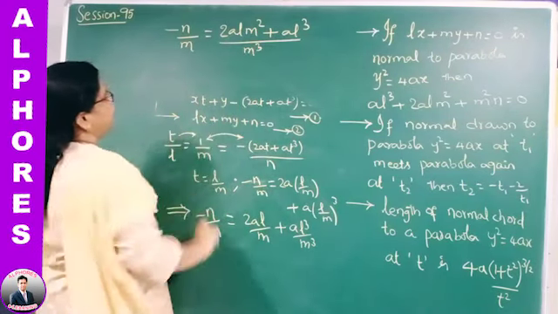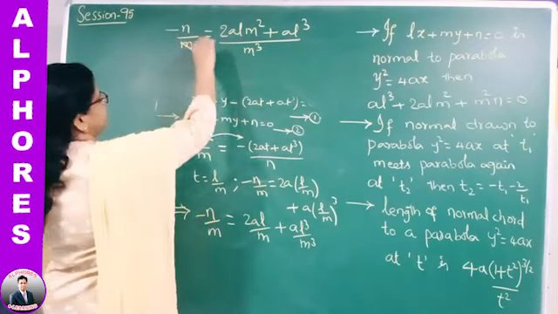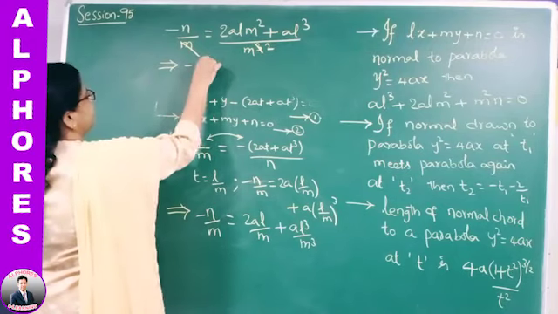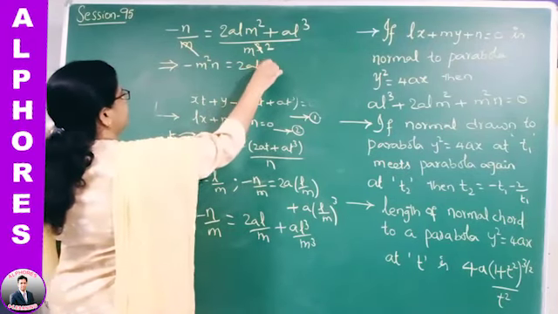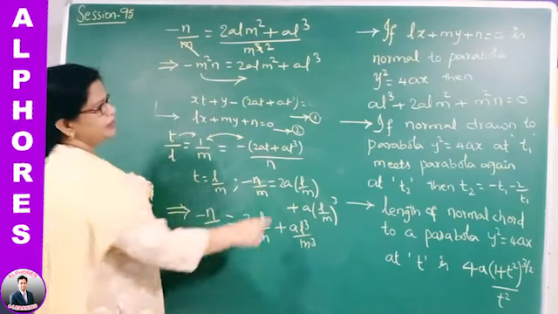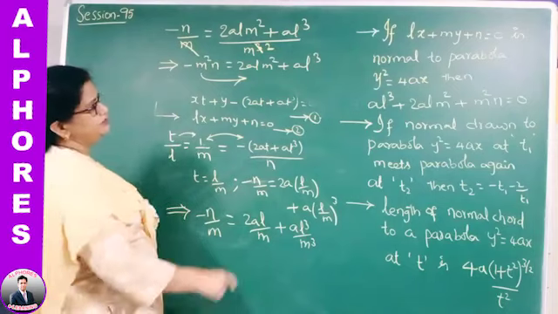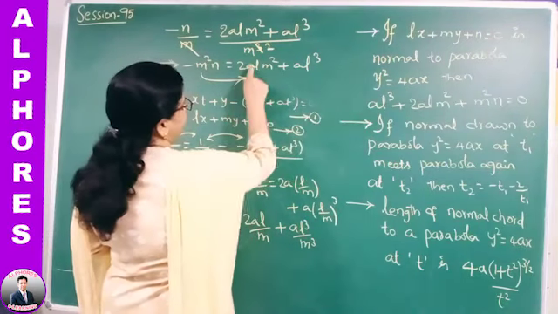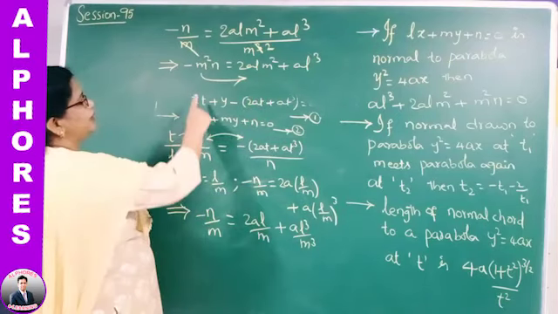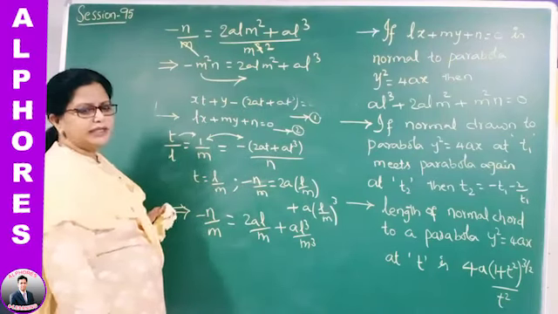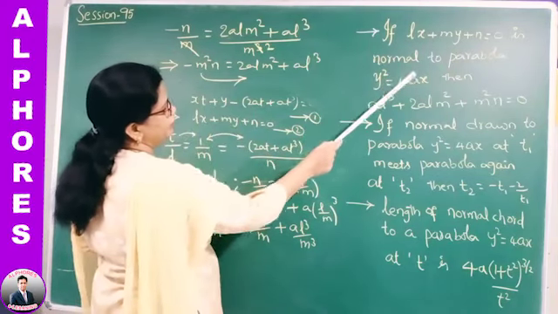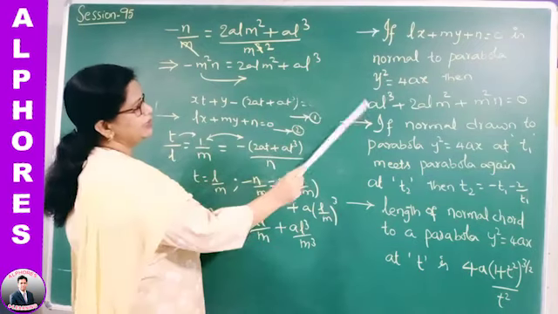You got m cube. Now if I cancel this m square and take this to this side, minus m square n equal to 2al m square plus al cube, and if you take this value also to this side, simply you got the condition. What is the condition? al cube plus 2al m square plus m square n equal to 0. Therefore, whenever a line Lx plus my plus n equal to 0 represents a normal to the parabola y square is 4ax, this is our condition.